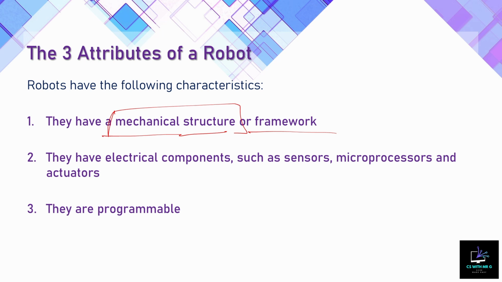Questions that test your knowledge on these attributes appear quite a lot in the exams, and the 2025 exam that's just been included a question asking for the identification of an attribute for a robot, and all you would have had to have said is one of these attributes right here. So firstly, the mechanical structure. Secondly, they have electrical components such as sensors, microprocessors, and actuators. The same three components that we looked at in last lesson, so the same as an automated system.